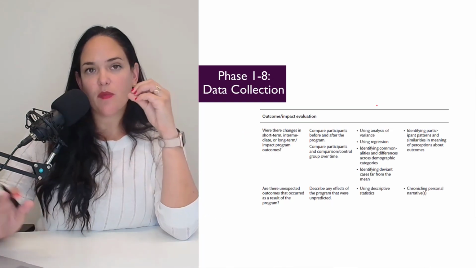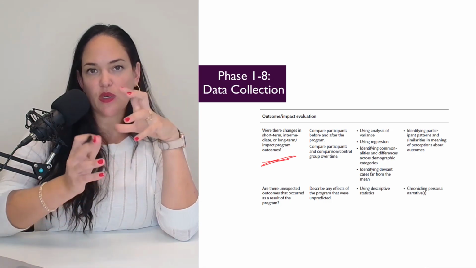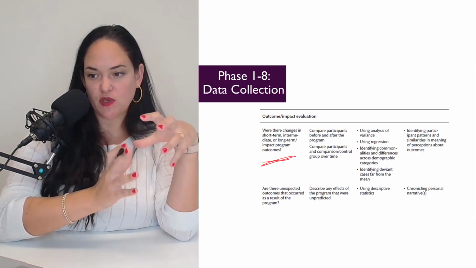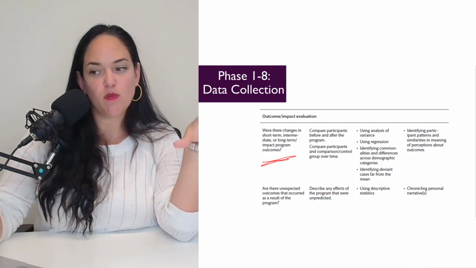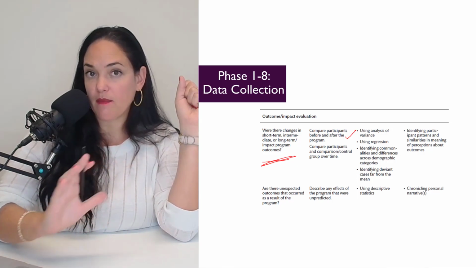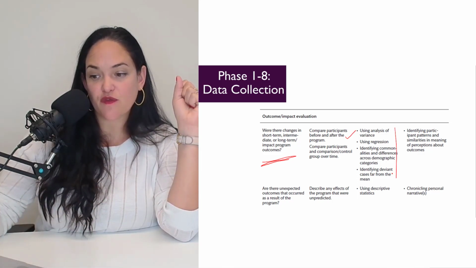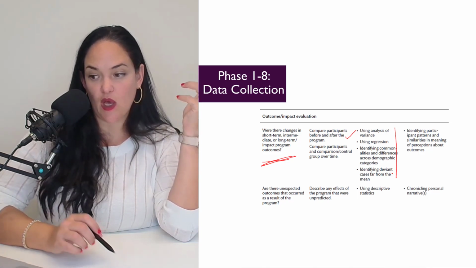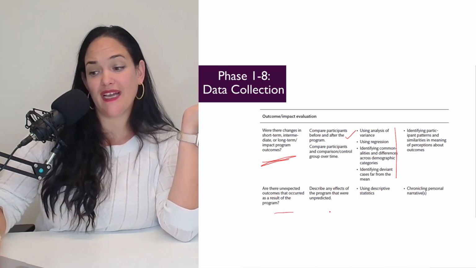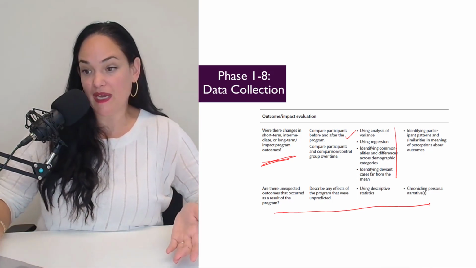So for this outcome or impact evaluation, we want to make sure to notice if there are changes in the short term, intermediate term, and long term. You might want to compare participants before and after, or you might want to compare them to a comparison group. There are lots of different methods you can use to help with that. Something else worth collecting information on is whether anything came up that was unexpected.